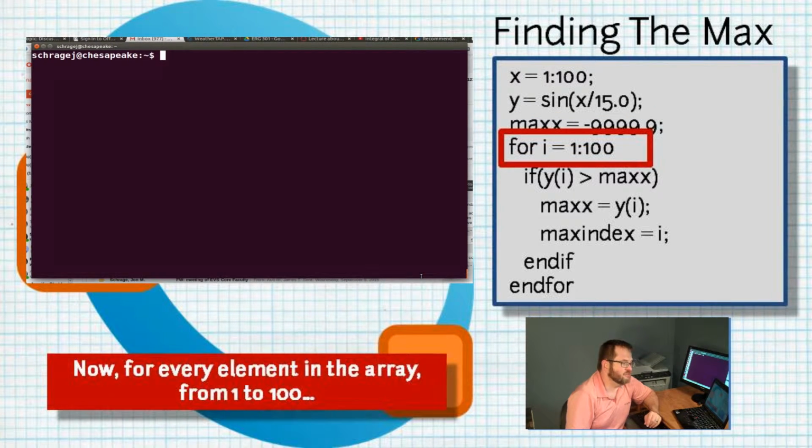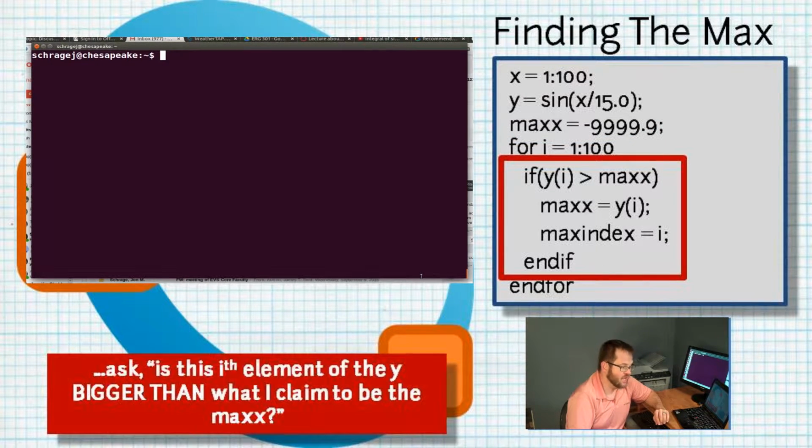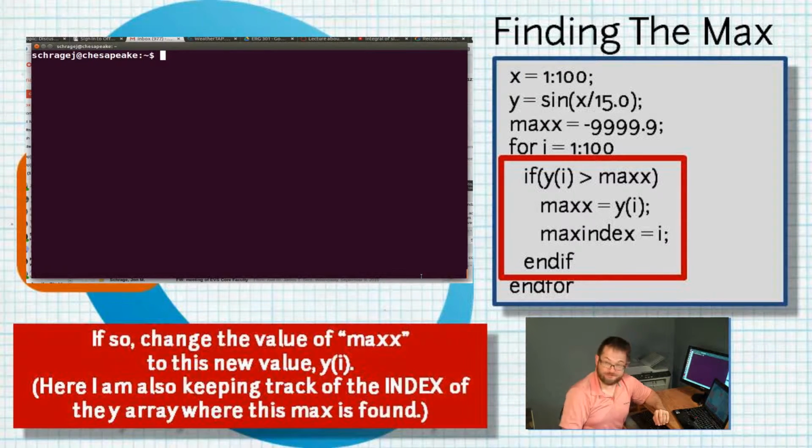So what I'm going to do then is, for every value between 1 and 100, look and see what the value of y of I is. If the ith element of y is greater than max, which it definitely will be the first time, I mean none of them are going to be as small as -999, but we check them all. If it is, set the current value of max to y of I. And in this case, notice I'm using this max index variable here. Max index is then set to I.